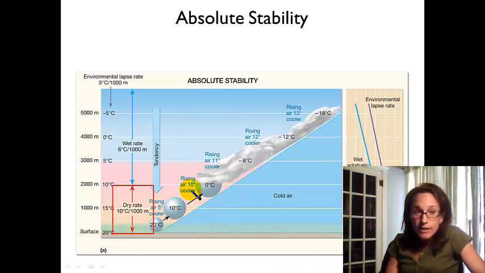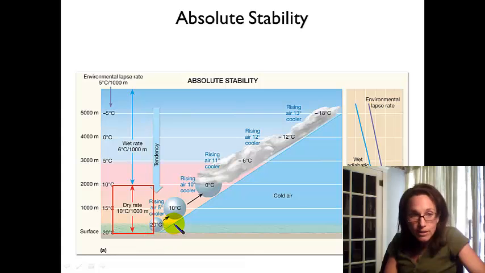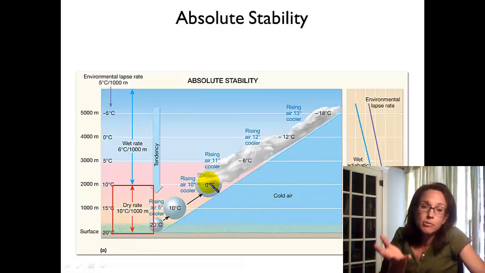So our rising air, in this case right here, is 0 degrees Celsius because it's been cooling at a rate of 10 degrees Celsius per 1,000 meters. It's risen 2,000 meters, so it's cooled from 20 to 0. And it's actually 10 degrees cooler than the surrounding air. So that air mass, if we didn't have this cold air wedge here, would want to sink. But because we have this cold, dense air underneath it, it's pushing it up.